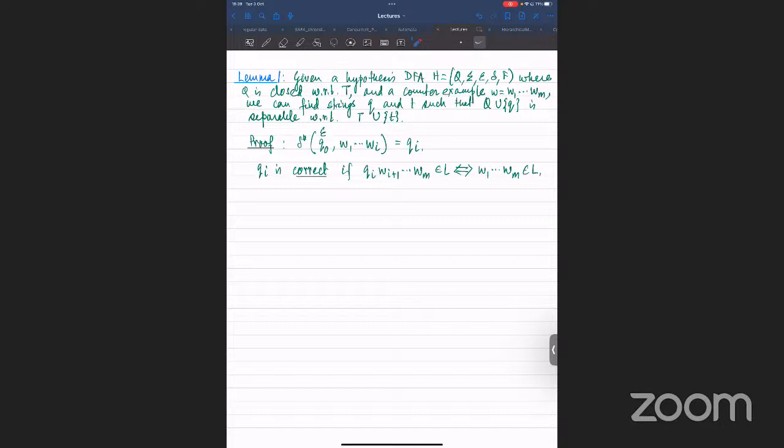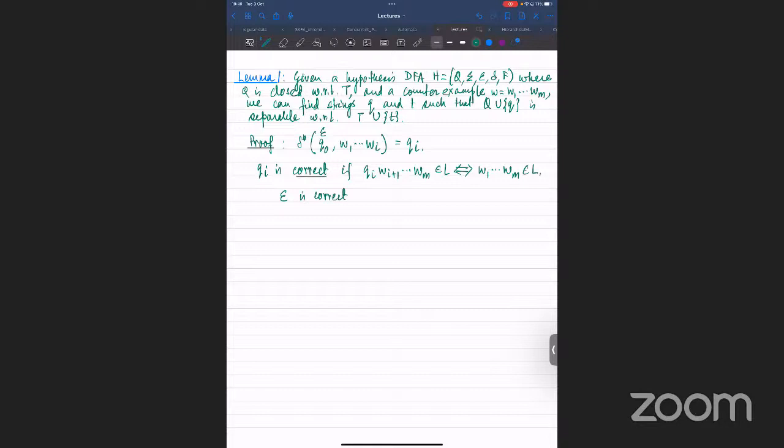Your DFA has a set of states, but the states themselves are strings. And you reach here, and then I'm saying it is correct if this is the case. By appending the suffix, if this belongs to L, then this should also belong to L. Now you see that your initial state, which is epsilon, is correct. Clear?